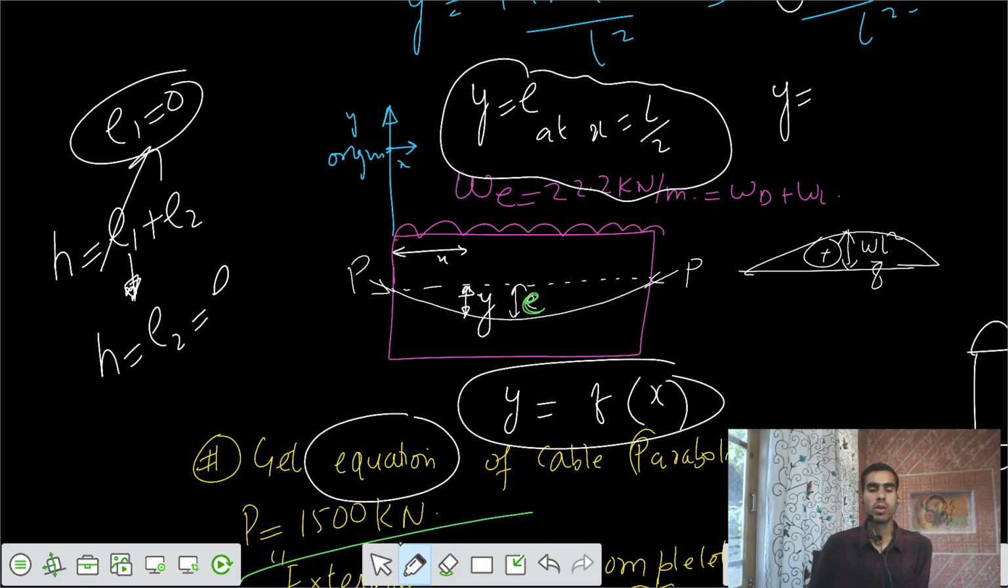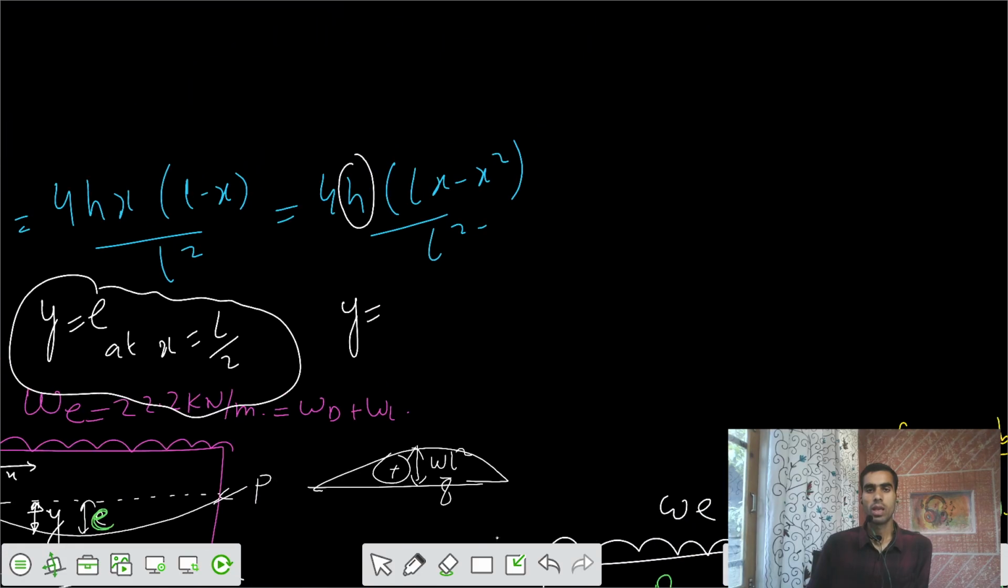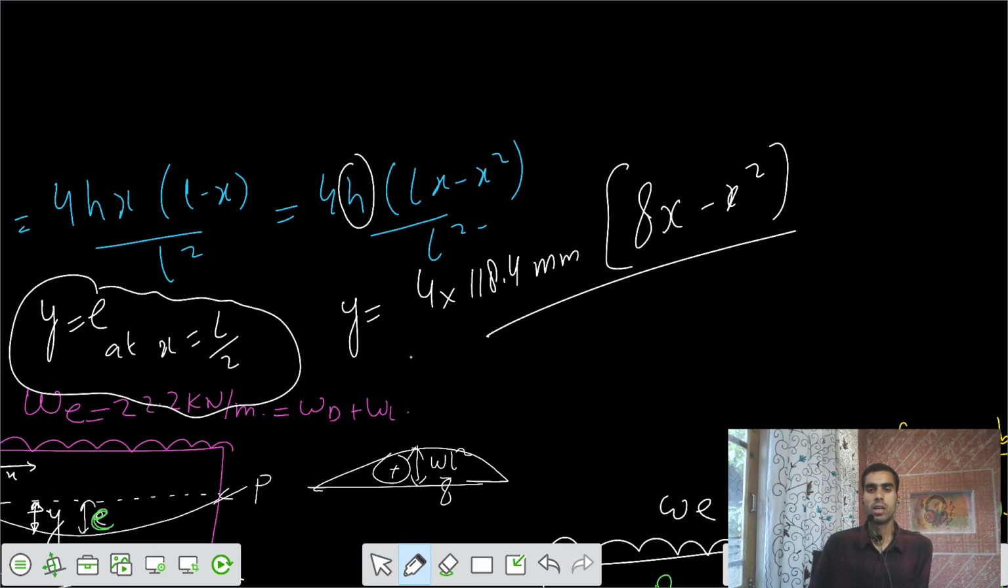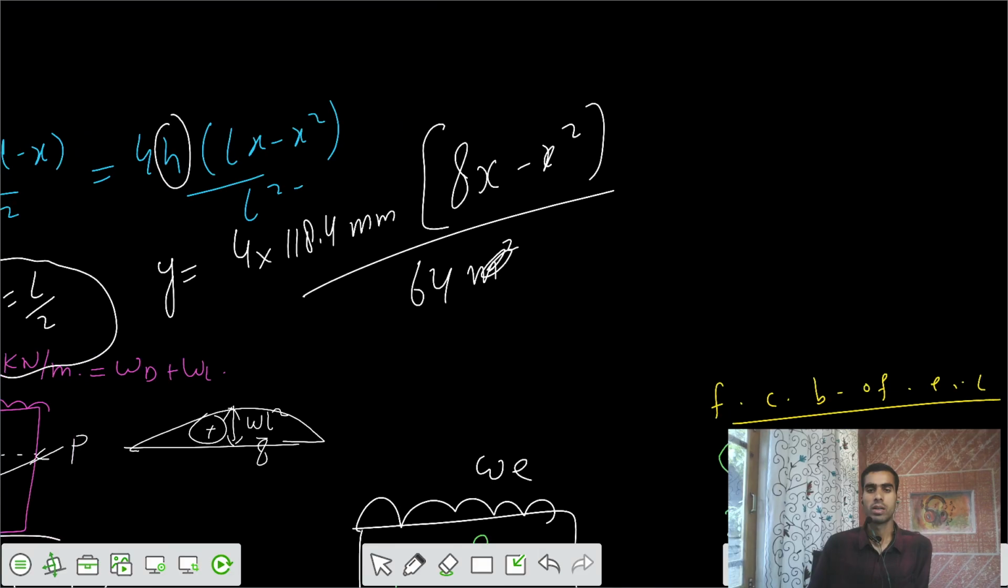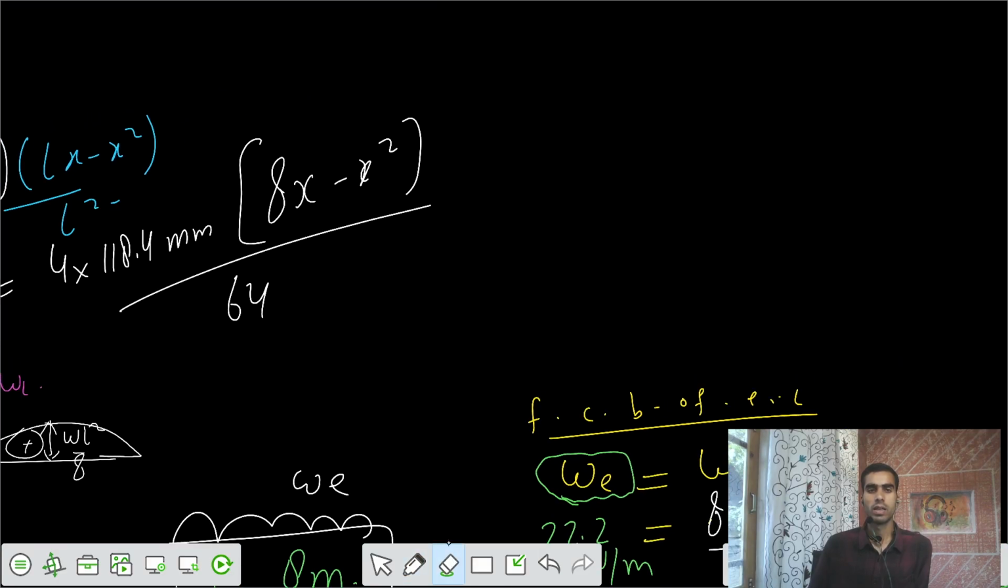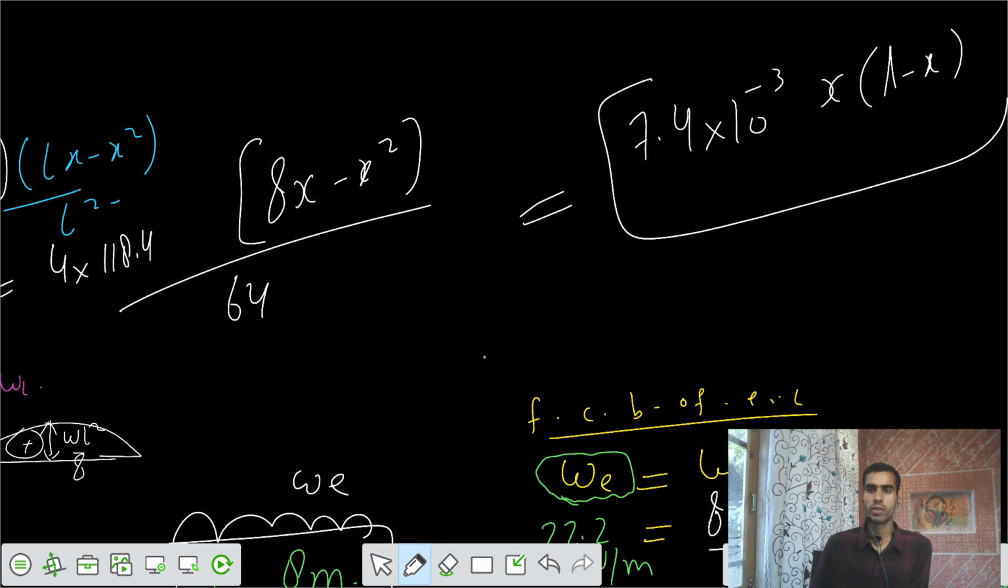That was calculated as E, that was 118.4 millimeters. So if I set that value here, I would write 4 times 118.4 millimeters, and we have this length of 8 meters, and we have x, and x square divided by 8 square, that is 64 meters square. So I can have the final equation in this way, and you can simplify it, and I can write that as 7.4 times 10 to the power minus 3 times x times (L minus x). We can have a general equation in this way.